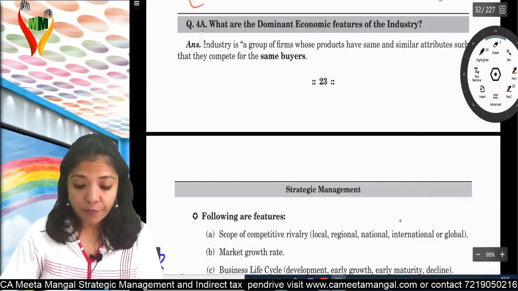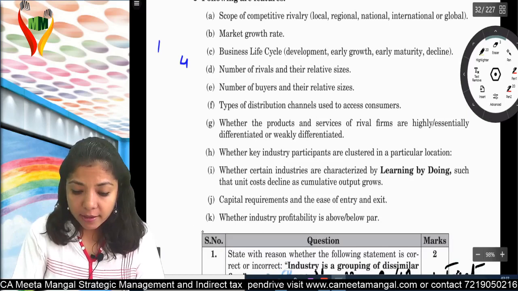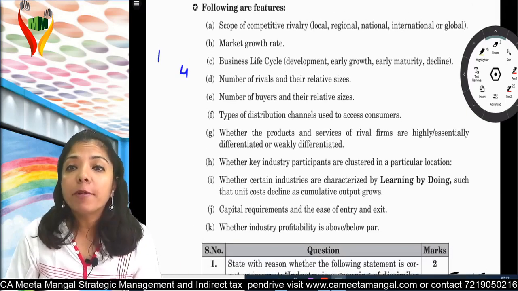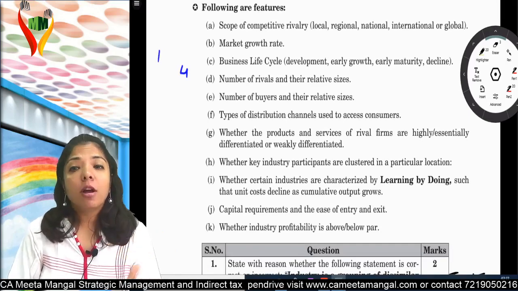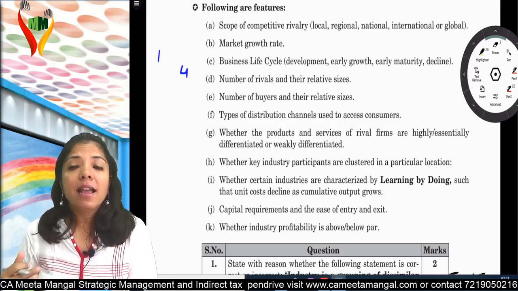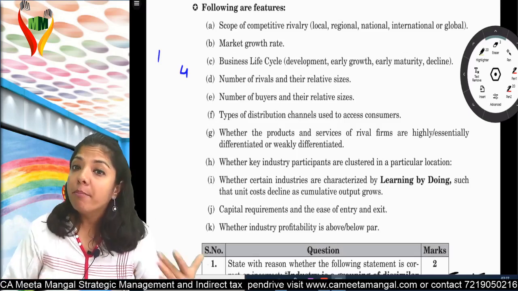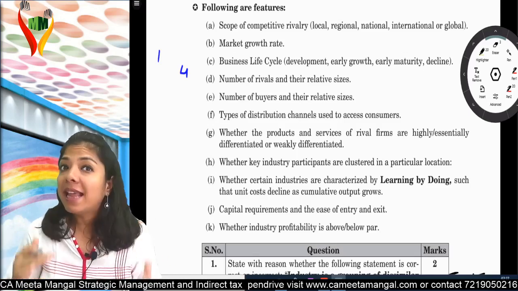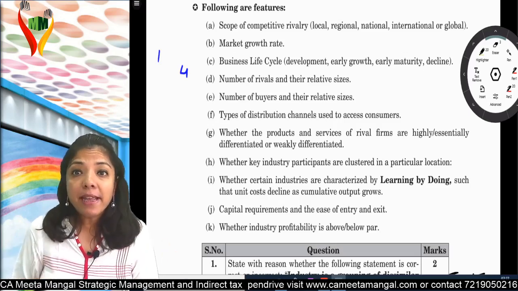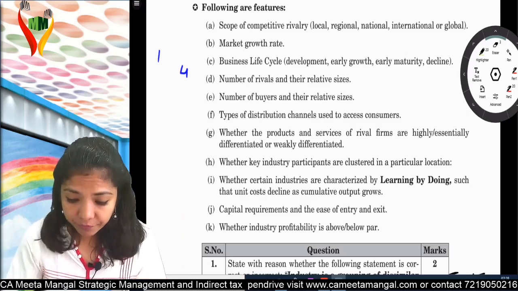In dominant economic features, how many points are there? 11. First point, scope of competitive rivalry. That means see how big your competitor is. Are they local level? Regional level? National level? International level? Because it is difficult to compete with such a competitor. Again, I'm not saying don't enter, but do your preparation. Be ready that you are in a position to face the competitor and then enter.